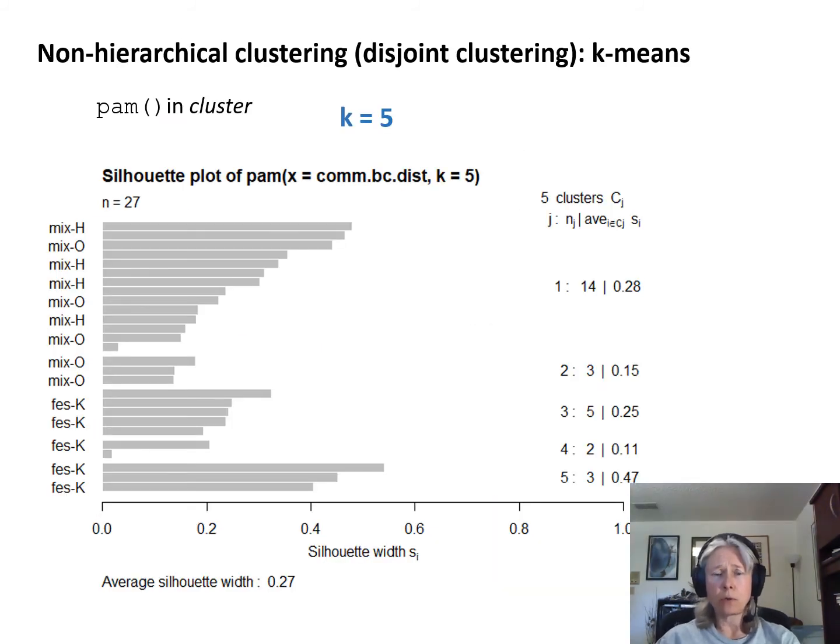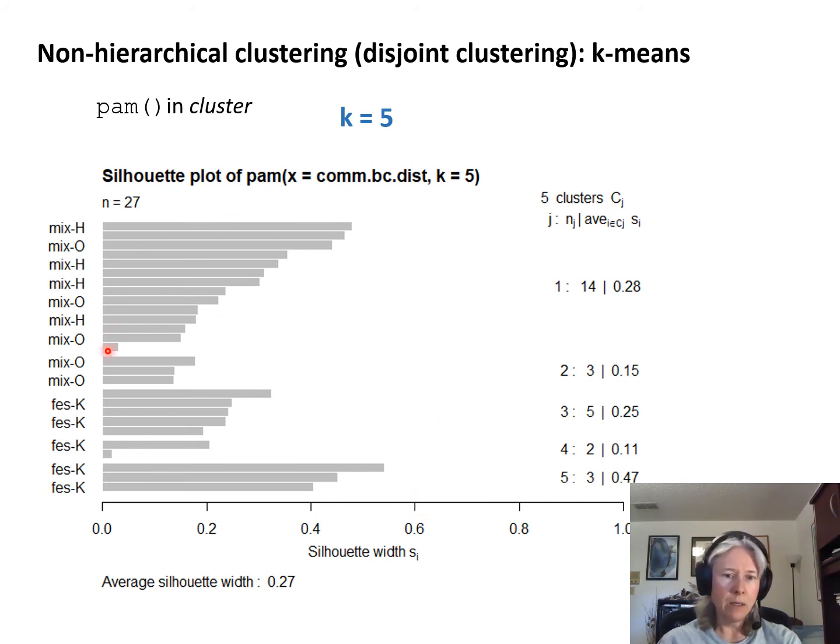In non-hierarchical clustering, also called disjoint clustering, the most common method is called k-means clustering. And k is the number of clusters. You designate k. For this example, using the grassland community data, I just picked a k of 5 for illustrative purposes. But you need to choose a number that is based on some sound reason. And in a few slides, I'll discuss how you might do so. What you wind up with is this kind of plot, which is called a silhouette plot. You use the function pam in cluster, and it produces a silhouette plot here.